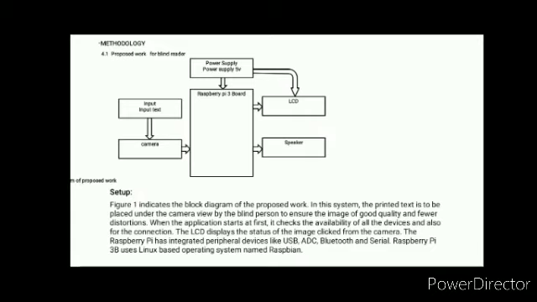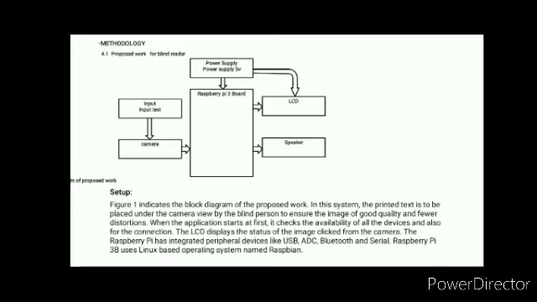Figure 1 indicates the diagram of the proposed work. In this system, the printed text is to be placed under the camera by the blind person, to ensure an image of good quality with fewer distortions, and between the words a proper and equal distance should be maintained for every word.